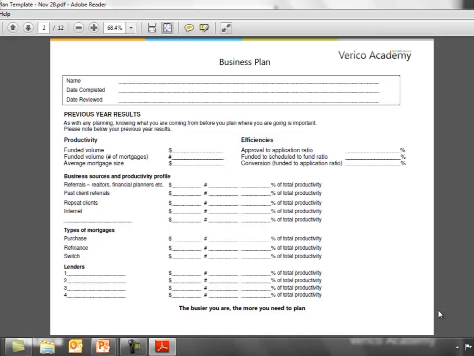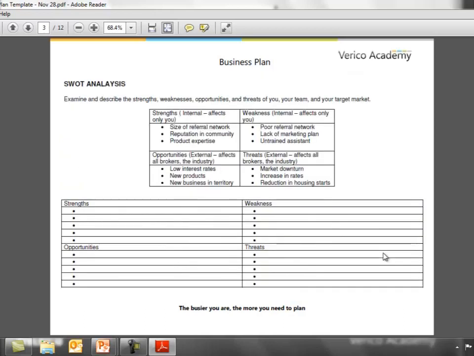In the first page of the business plan template, we've asked you to put your previous year results in here. So your productivity and your efficiencies, so volume, funded, efficiencies, your ratios, where you got your business from, and where you sent your business to, and the types of mortgages that you have done. What percentage was purchase, refinance, and switches. It's important, again, for you to complete this because you need to know what you've done in the past year so that you can analyze it and determine if you're going to continue in that area or if you're going to take that focus and put it elsewhere.